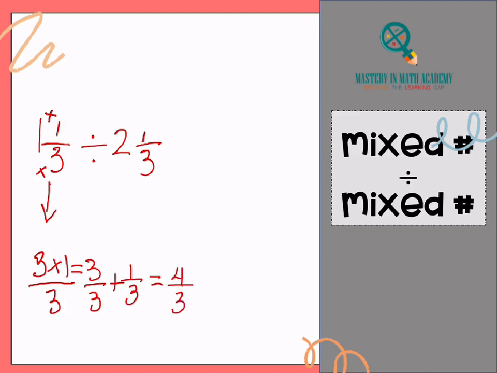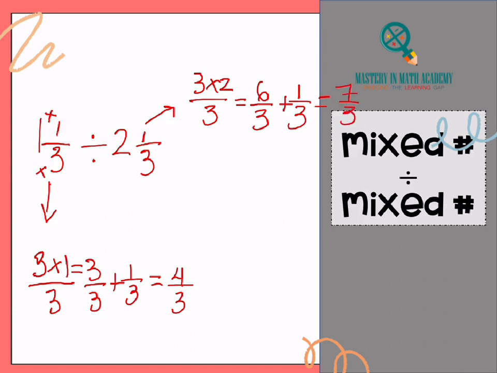You're going to do the same thing with the next mixed number. You're going to do 3 times 2. Keep your denominator 3. That's equal to 6/3. And you're going to add your numerator. Your answer is now 7/3. Now we can divide these because we have two fractions that are going on.